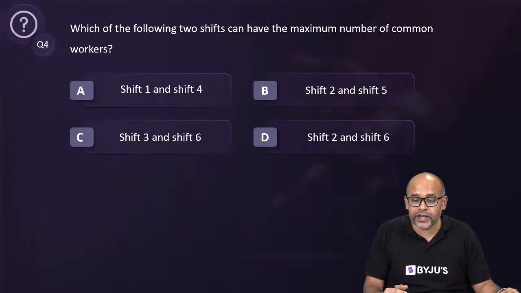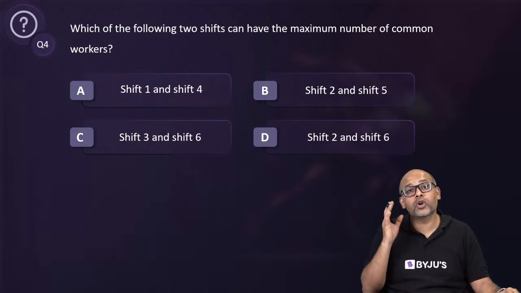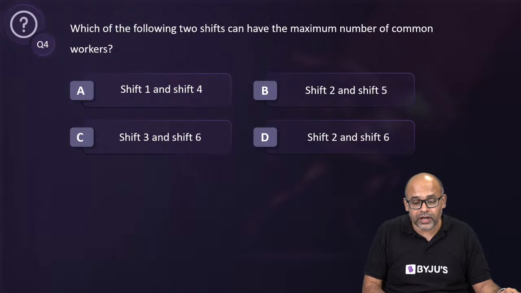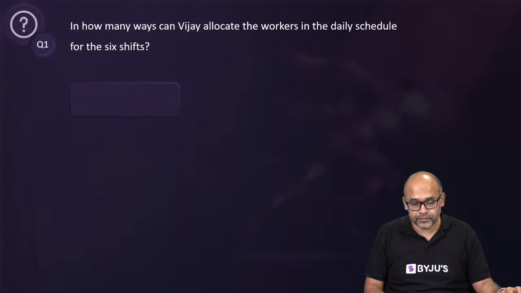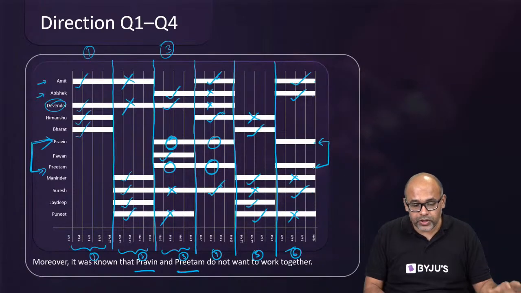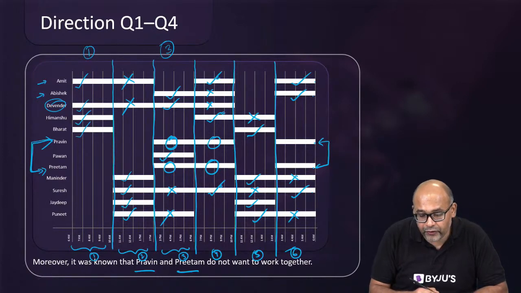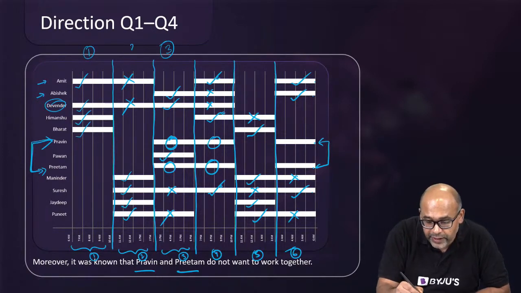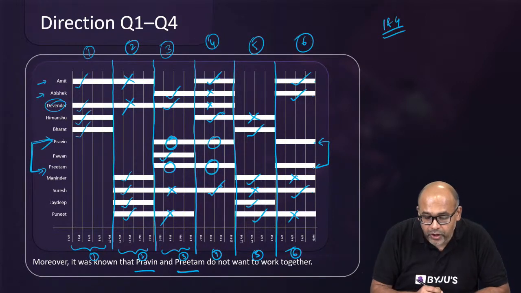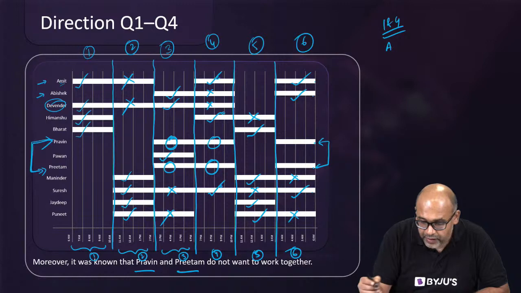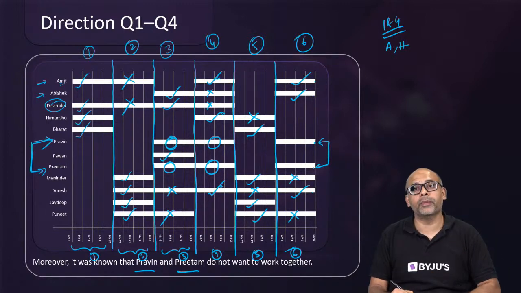Next, which of the following 2 shifts can have the maximum number of common workers? So you want workers to be maximum and common. Let's take a look at which 2 shifts we can have that: 1 and 4, 2 and 5, 3 and 6, 2 and 6. If you look at shift number 1, I'll write down all the shifts 1, 2, 3, 4, 5 and 6. How many are common between 1 and 4? Amit is common. Then Himanshu is common. That's it. Only 2 people are common, 1 and 4.